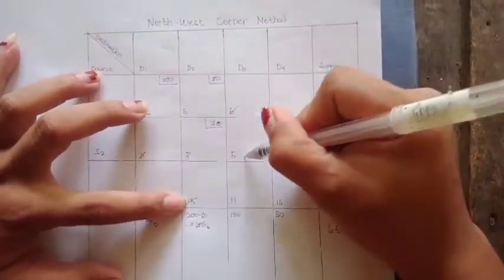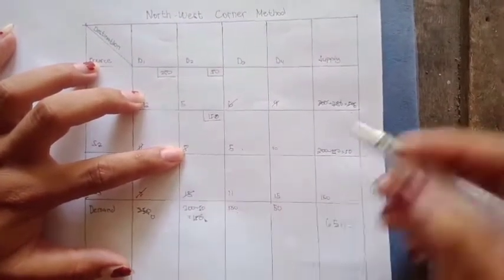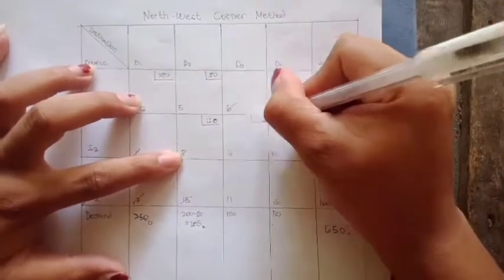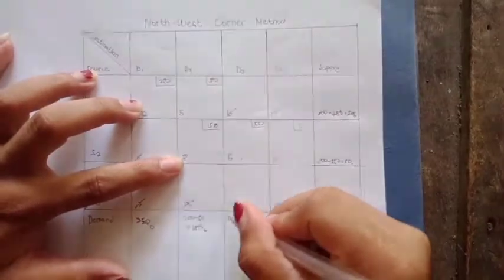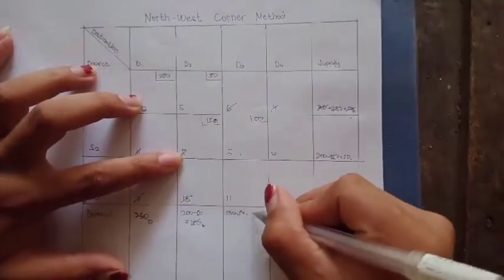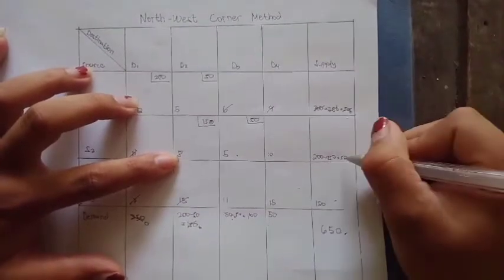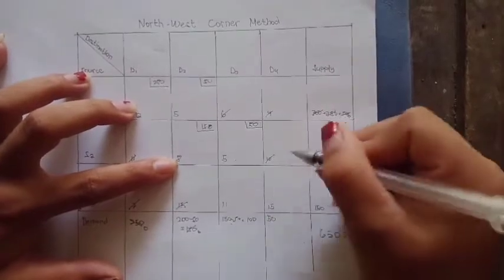Then next is 5. We have a demand of 150 and a supply of 50. So we need to allocate 50 in the cell number 5. So 150 minus 50 is equal to 100. And then this will become 0. So we need to cancel this cell.